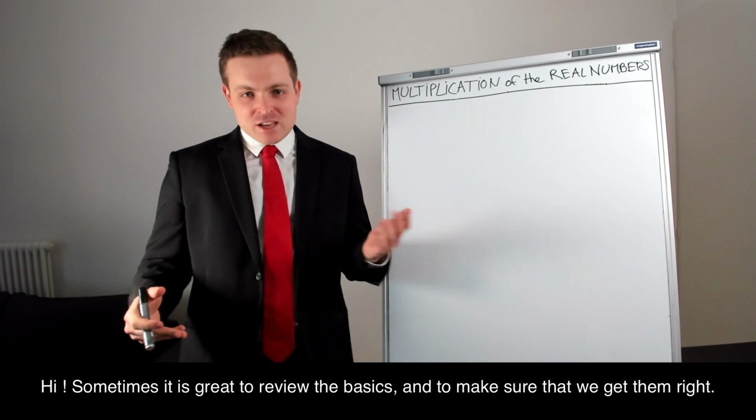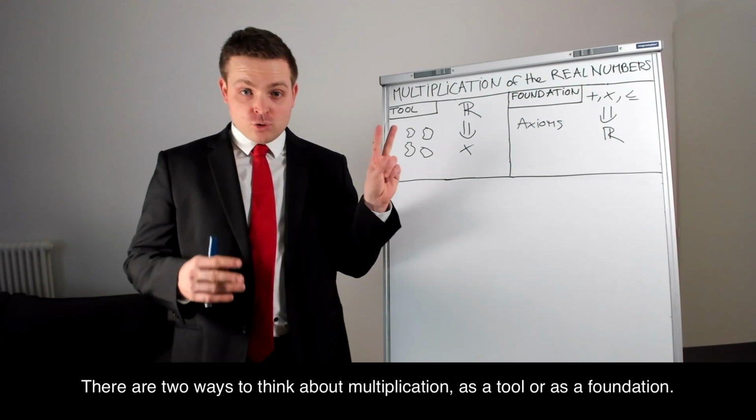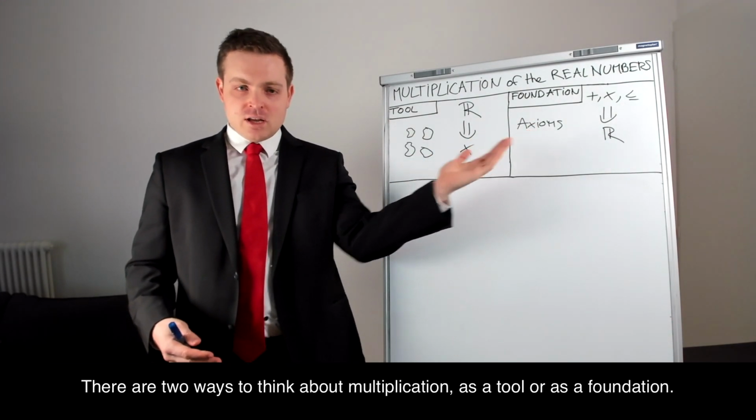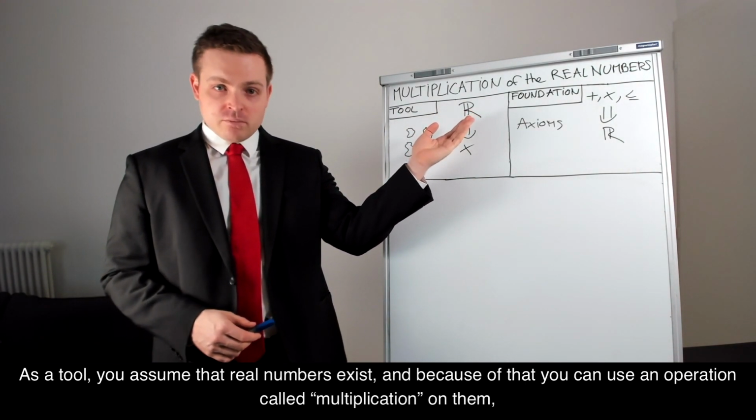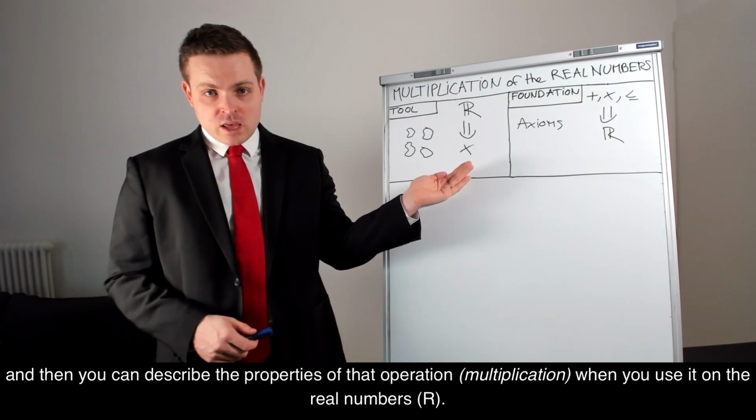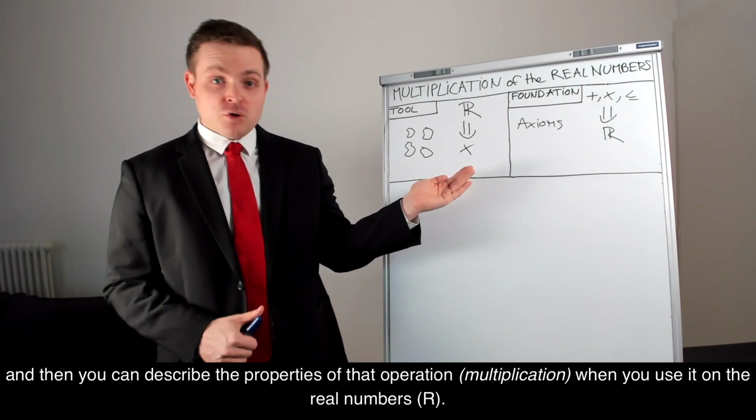Hi, sometimes it's great to review the basics and to make sure that we get them right. There are two ways to think about multiplication, as a tool or as a foundation. As a tool, you assume that real numbers exist, and because of that you can use an operation called multiplication on them, and then you can describe the properties of that operation when you use it on the real numbers.